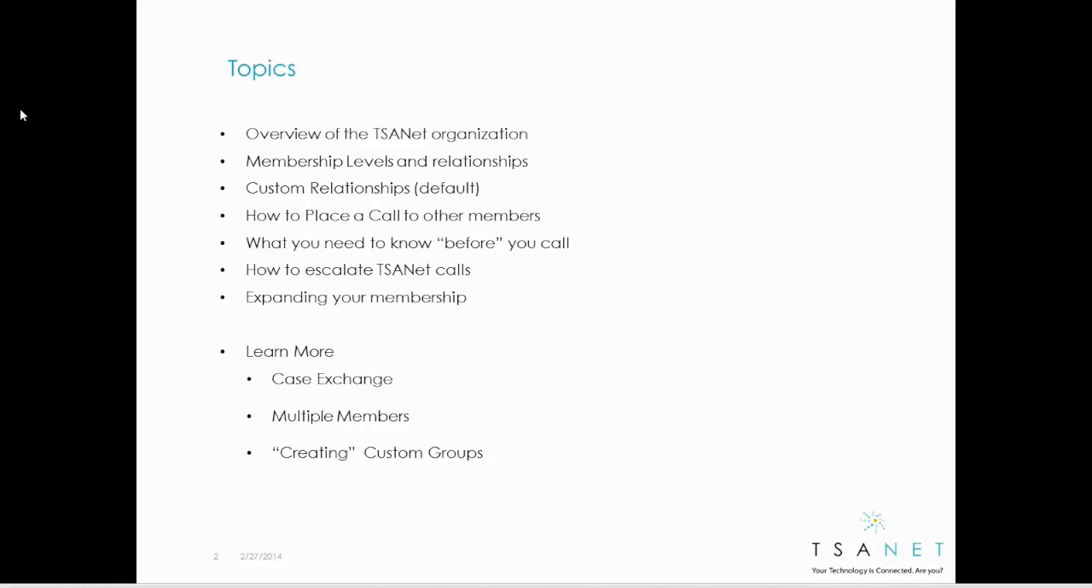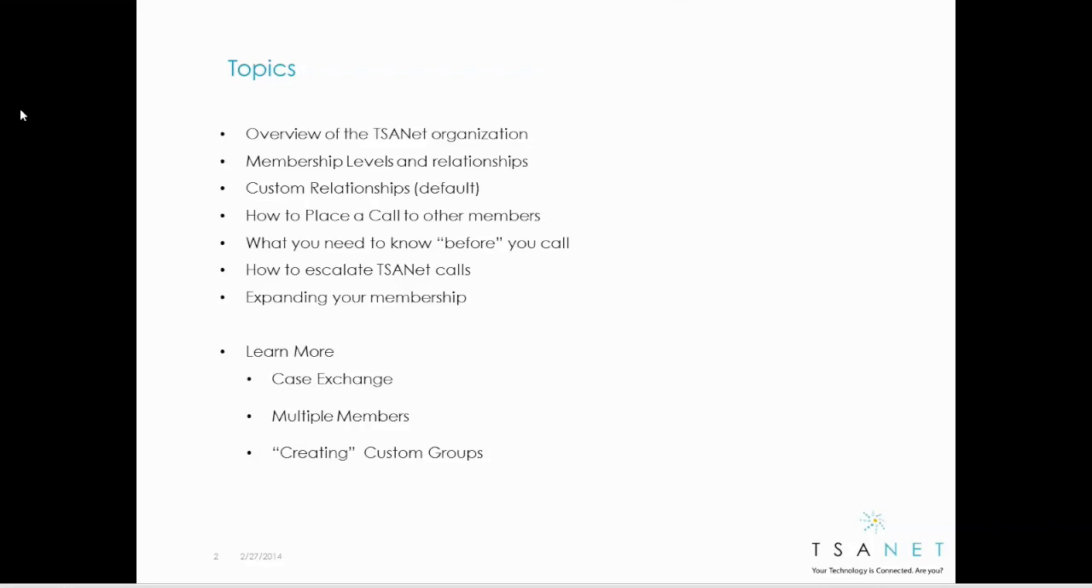We'll also go into the real tactical stuff about how you place a call to other members, what you need to know before you call, and how you escalate calls. And then by going through this, we'll talk about how you can expand your membership. If you have any interest in it, there are a lot of things going on at TSANet right now. One of them is the ability to log tickets directly through CRM system to CRM system between members. And if you have questions about that, Paul will be able to talk about that.